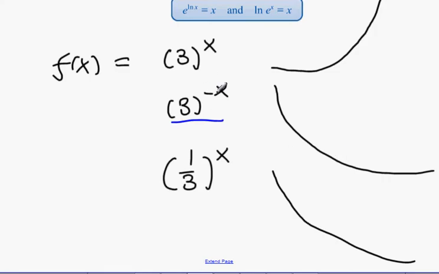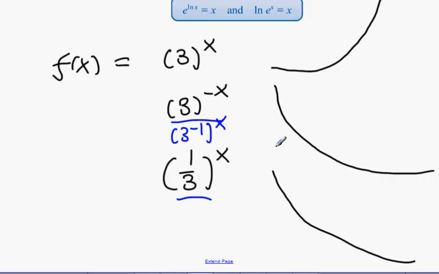See this 3 to the minus x? I can break that up into 3 to the minus 1, to the power of x. And what is 3 to the minus 1? A third. So it's actually the same thing as the fraction to the power of x. That's why they both have the same shaped graph.